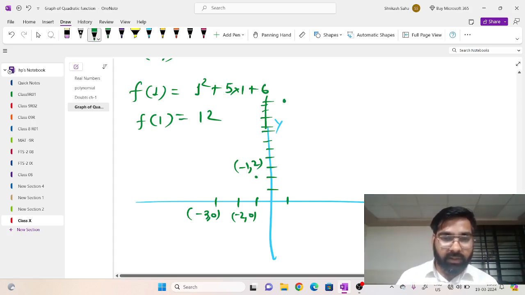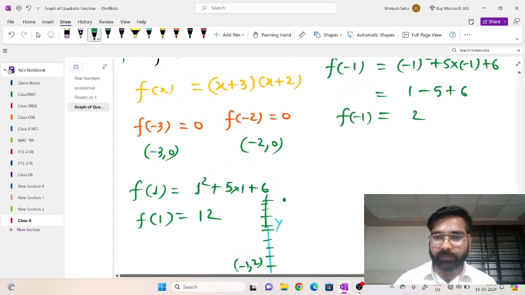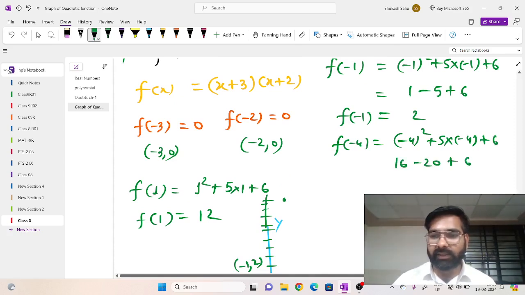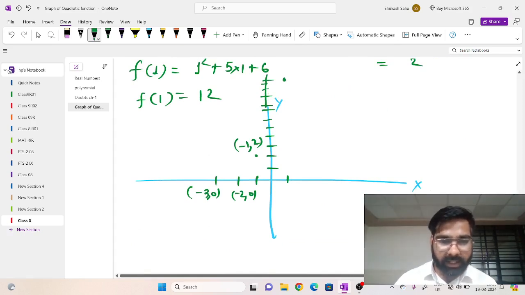If we take the value of x as minus 4, then we get minus 4 square plus 5 into minus 4 plus 6, that is 16 minus 20 plus 6, that is 22 minus 20, that is 2. So again we get a value at minus 4, that is 2, like this. If we join these points freehand, then we get the shape of this quadratic function like this.